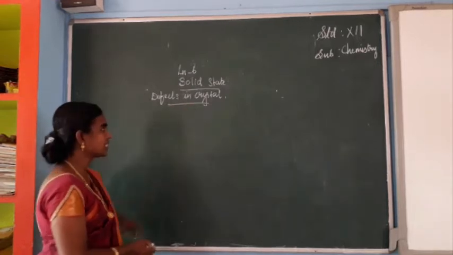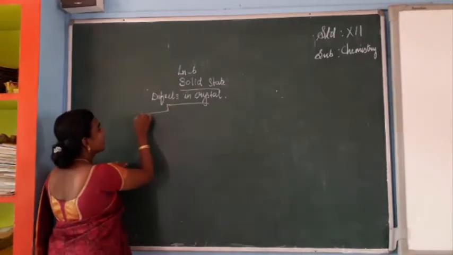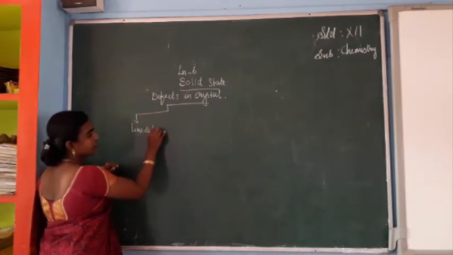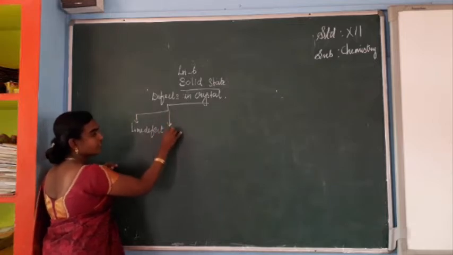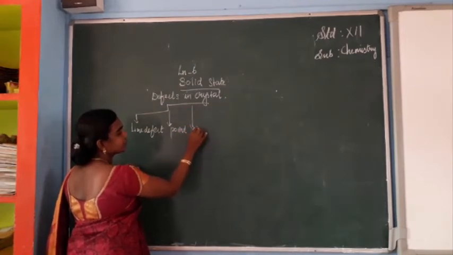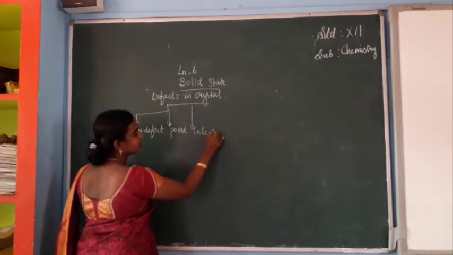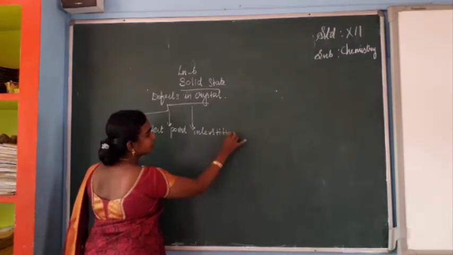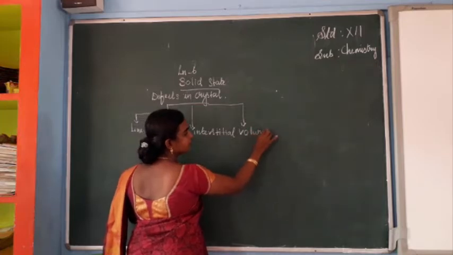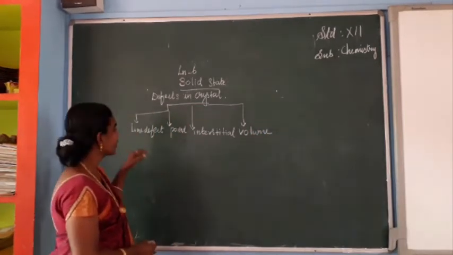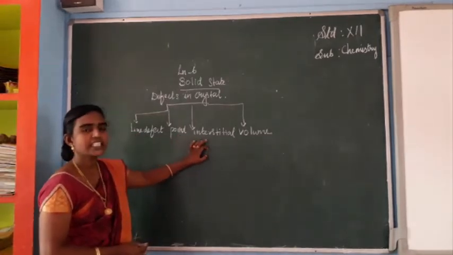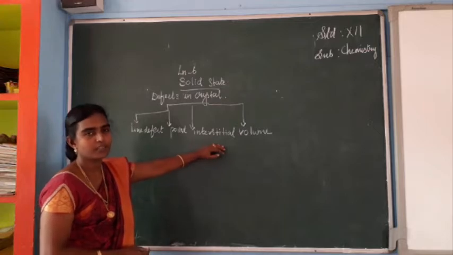These defects are classified into line defects, point defects, interstitial defects, and volume defects. Okay. So defects are classified into line defects, point defects, interstitial defects and volume defects.